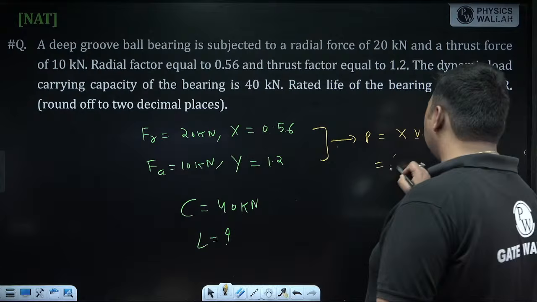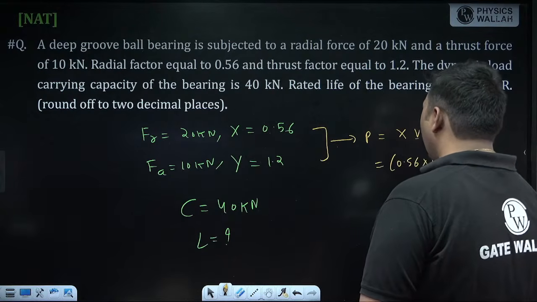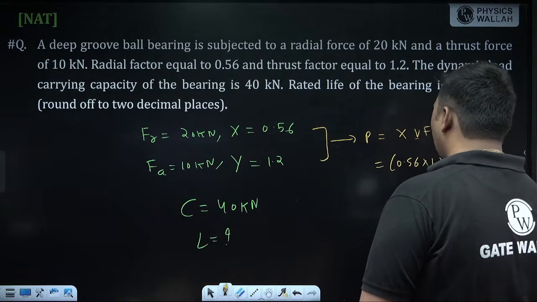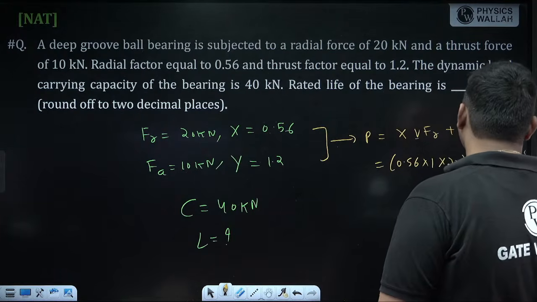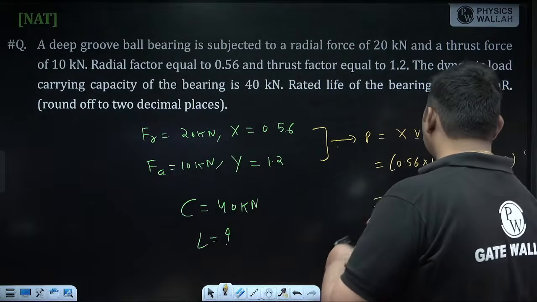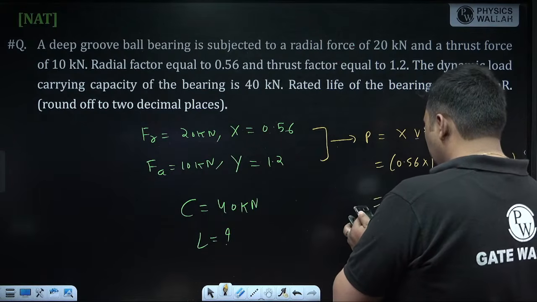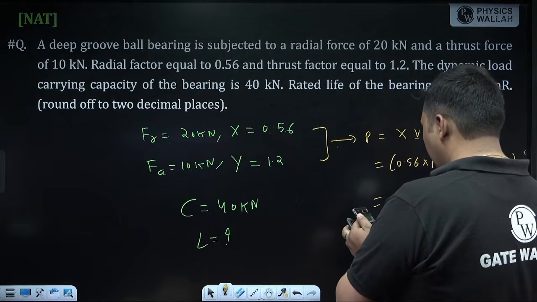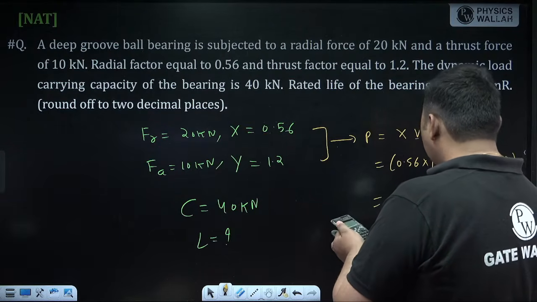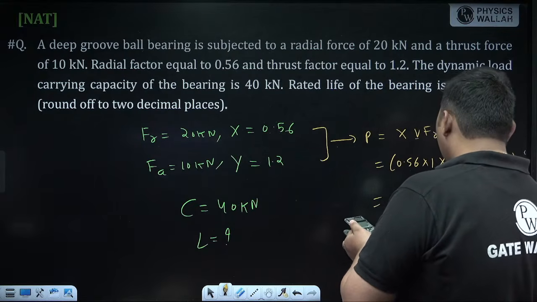So here X is 0.56, V is 1, FR is 20, plus Y is 1.2, FA is 10. So how much equivalent load is coming? 0.56 into 20 plus 1.2 into 10. Check the calculation. Is it coming 23.2 kilonewton?